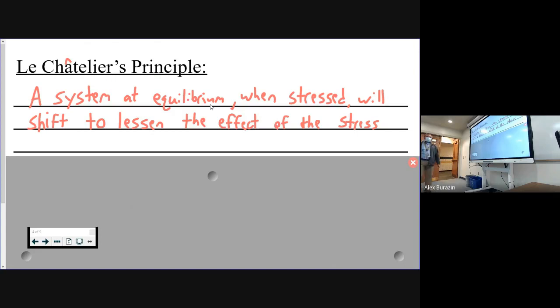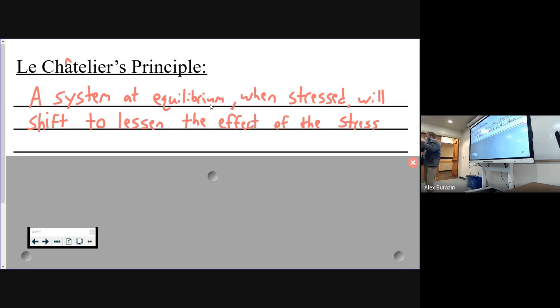Le Chatelier's principle. This is the same definition from last year. That's why I have it written down, because I don't want to screw it up. A system at equilibrium, when stressed, will shift to lessen the effect of the stress. Here's what that's trying to say. We have a reversible reaction, and the reversible reaction has reached equilibrium. At that point in time, we're going to mess with it.